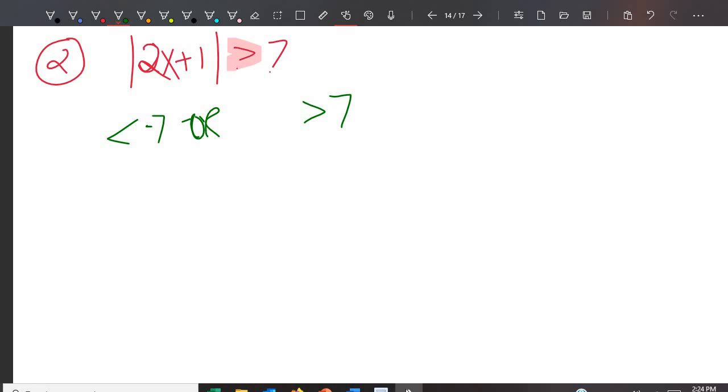Let's say I had 2x plus 1 is greater than 7. So it's a greater than, which automatically means it's an OR problem. I'm going to have a less than symbol on the left, greater than symbol on the right. Since my number is 7, we're going to put a negative 7 on the left and a positive 7 on the right. The only other piece we have is the 2x plus 1, so we'll put 2x plus 1 on both sides.